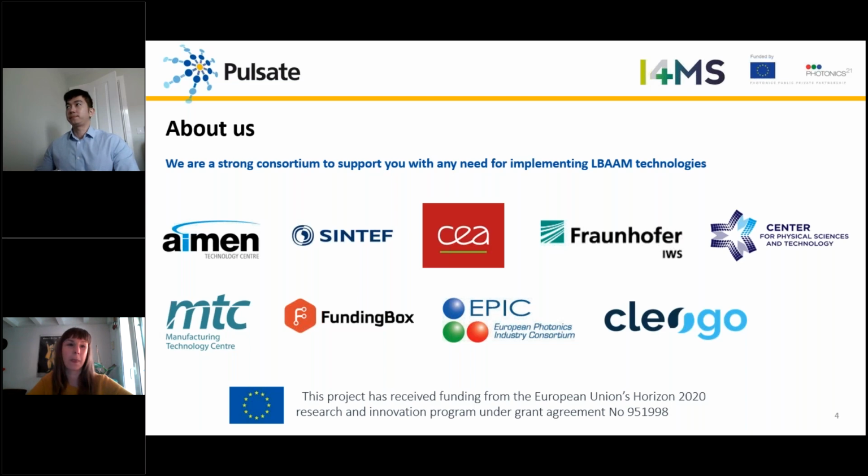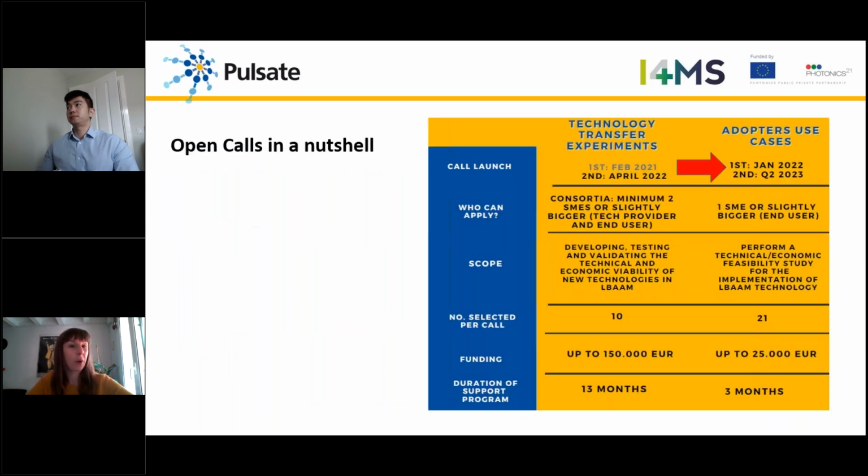With this strong consortium, we believe we will be able to reach the goal and support the technology in its implementation. As I mentioned, open calls are one of the key elements of the project. We have 2 modalities of open calls. Today we'll focus on the adopters use cases, because this is what this open call is about. But just to let you know, there's also the technology transfer experiments open call. The first one was closed last year, so you can already see in our community examples of the support given by the PULSATE consortium, its results, and examples of the implementation of LBAAM technology.